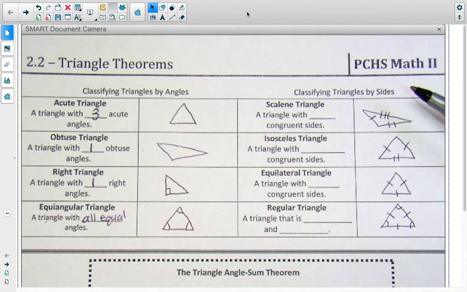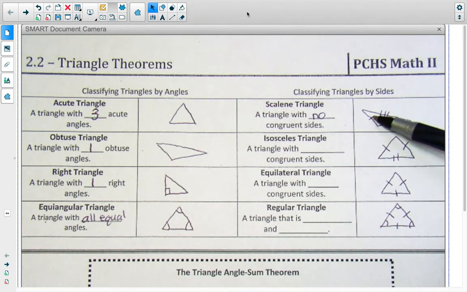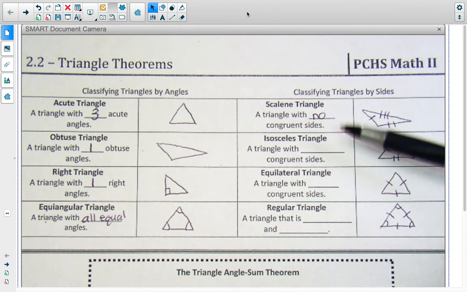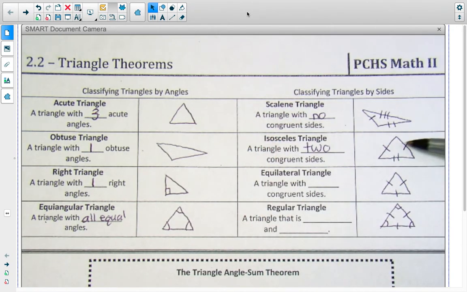Now, if I classify the triangles by sides, a scalene triangle is a triangle with no congruent sides. This side is a measurement, this is another measurement, and this is still another measurement. These tick marks mean that they're all 3 different measurements, so no congruent sides. An isosceles triangle is a triangle with 2 congruent sides. These tick marks are the same and they're congruent, and then this is a different measurement. Maybe both of these are 5 and this one is 10, or both of these are 11 and this one is 20 or something like that.